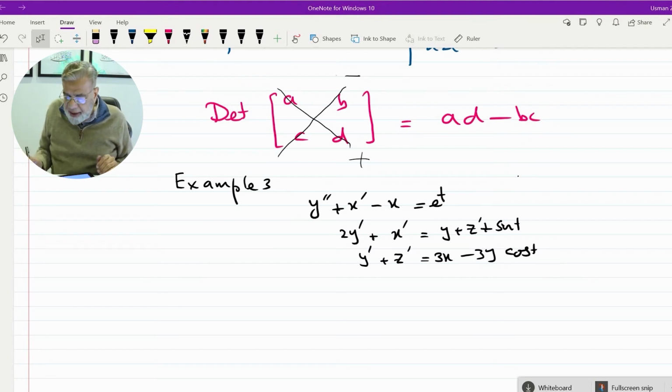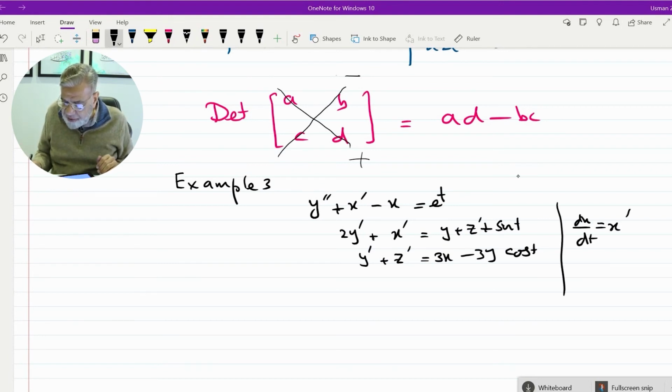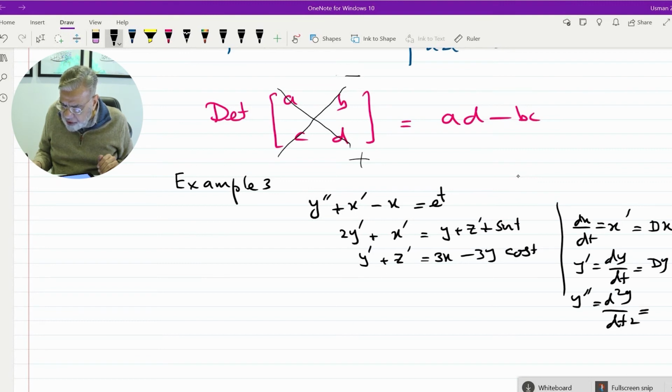I just write here, as we have mentioned, that dx by dt is equal to x dash. So for x dash we can replace it with dx, and y dash is equal to dy by dt, and we write here dy. Y double dash, we can write as d2y by dt square, and we get d square y. We take two things. Number one, we take all the values on the right hand side and the variables on the left hand side. Number two, we write the operators.